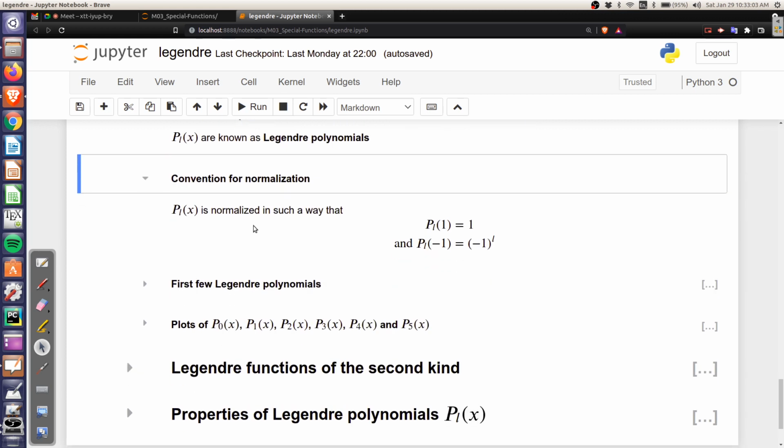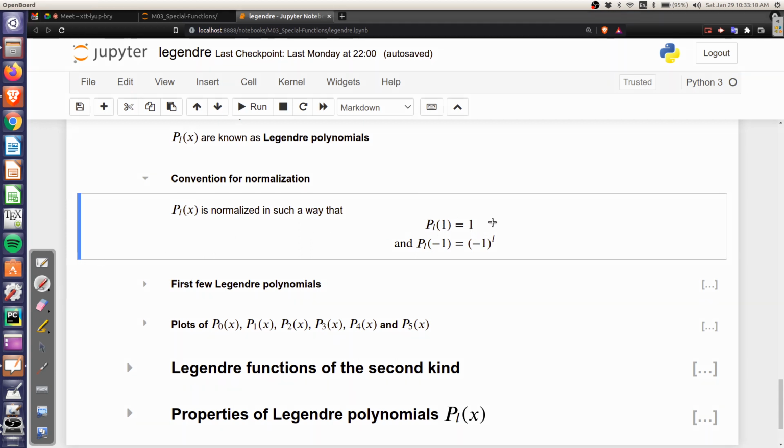The normalization is such that the value of all the Legendre polynomials P_L at x equals 1 will be 1. All of them will pass through x equals 1. They'll pass through the same point. Okay. So what does this mean? It means all the Legendre polynomials, you will see that from the graph.